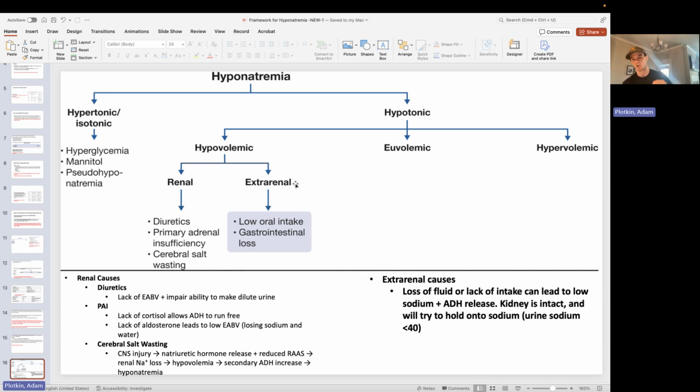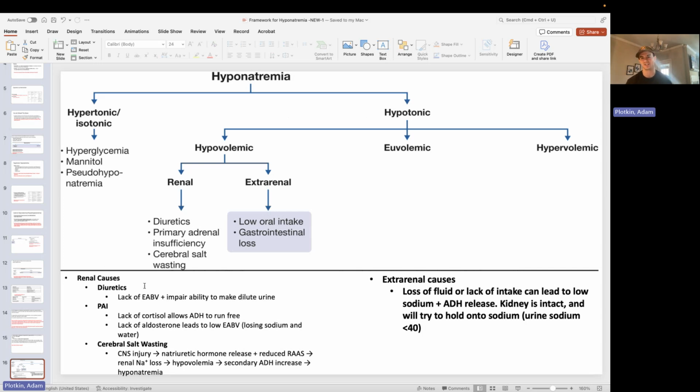So again, serum sodium's low, serum tonicity less than 280, whereas a urine osmolality of greater than 100, because ADH is going to be activated, we're going to be reabsorbing water, leaving a lot of my solutes in the urine. So the urine osmolality is high, and our urine sodium is now greater than 40. That tells me it's a renal cause, and the main renal causes you want to know are going to be diuretics, primary adrenal insufficiency, and cerebral salt wasting.